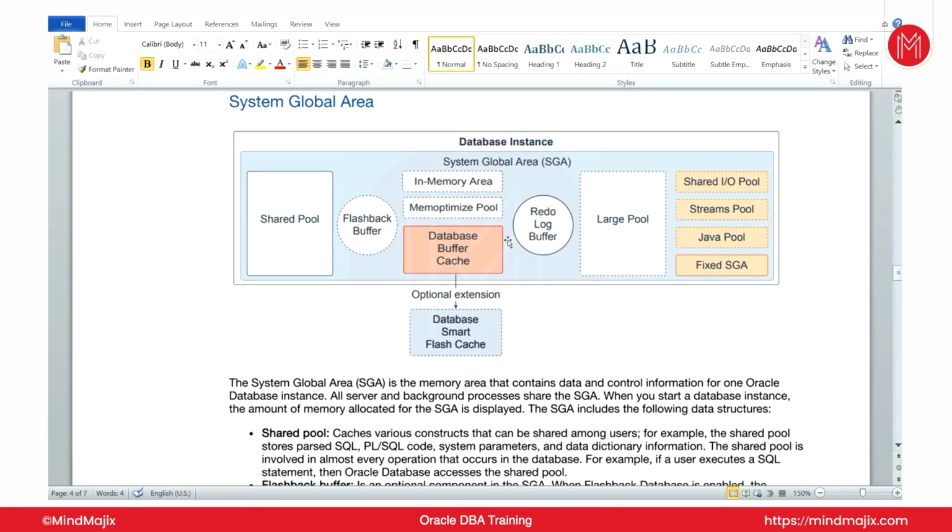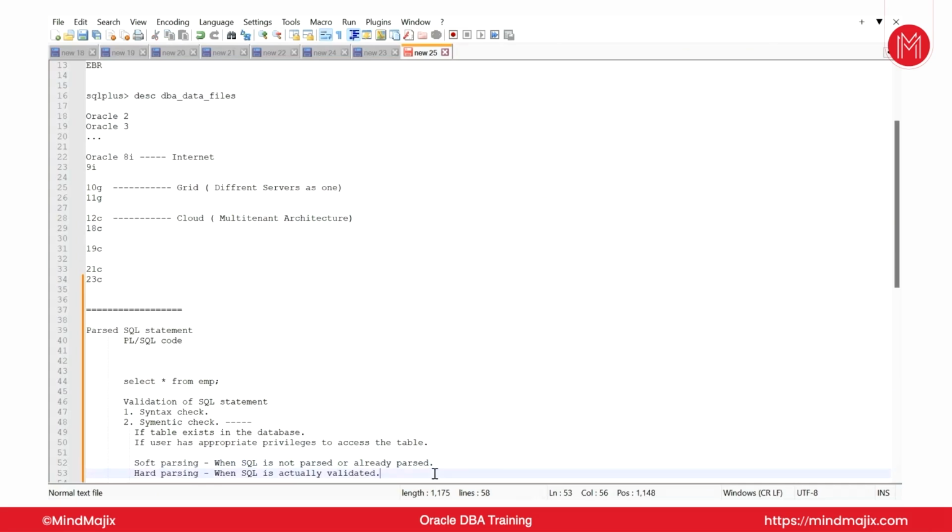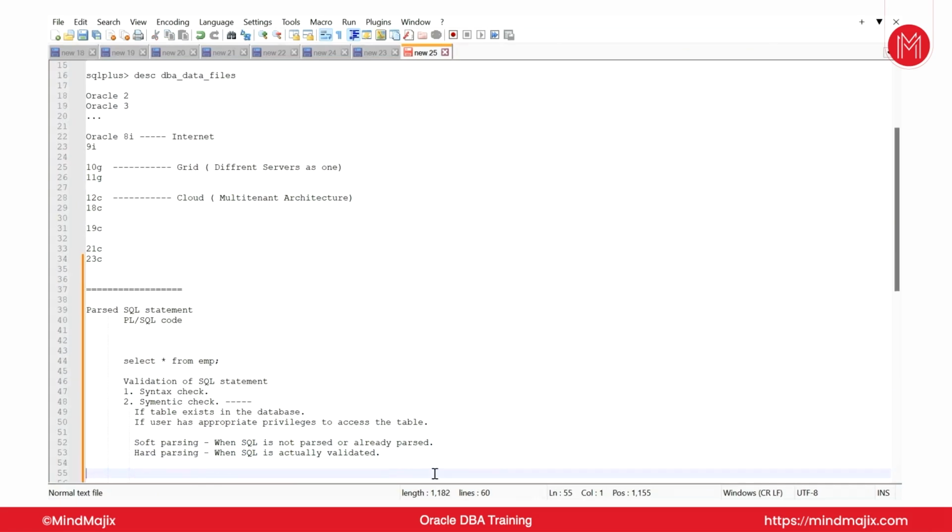So we were talking about the shared pool. The shared pool is again a memory component, part of the SGA. It holds parsed SQL statements. It holds parsed PL/SQL code. Along with that, it also stores a very important component called the data dictionary.